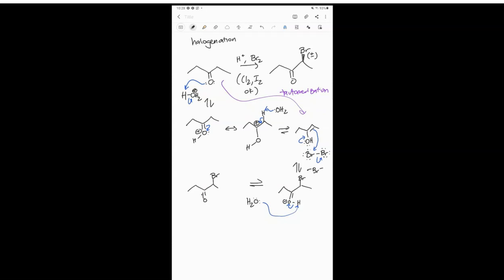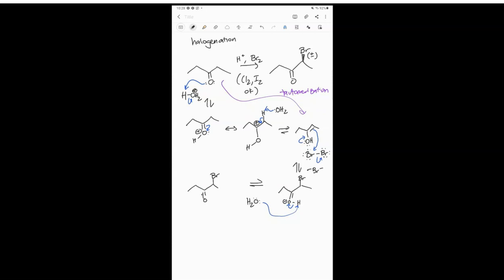And remember, you can use chlorine or iodine with this as well. They will both work. And so you'll end up with whatever halogen. You can't use fluorine, of course. As always, fluorine is just too reactive. The reaction is just not observed with fluorine.